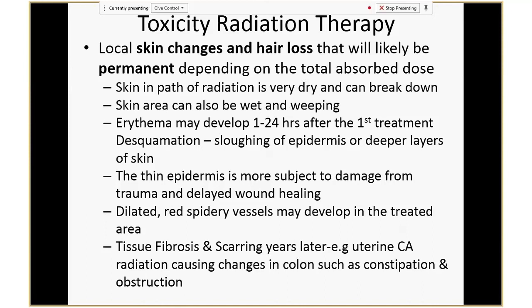Again, they can have kind of red spidery vessels, kind of like that redness tint to their skin. And also they could have scarring. Sometimes the skin doesn't grow back because there is scar tissue that builds up over the skin. Sometimes, like in uterine cancer, if they're getting direct radiation to the pelvic area, problems can occur in the colon. That can cause scar tissue to build up and get constipation and potentially obstruction if the scarring is bad enough.